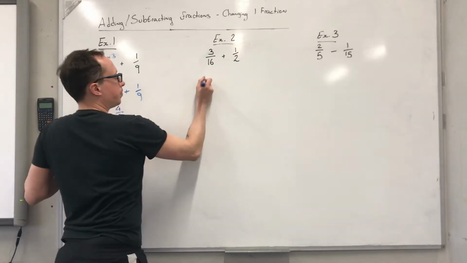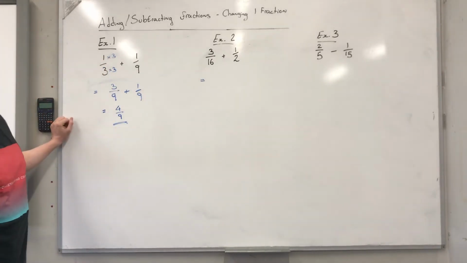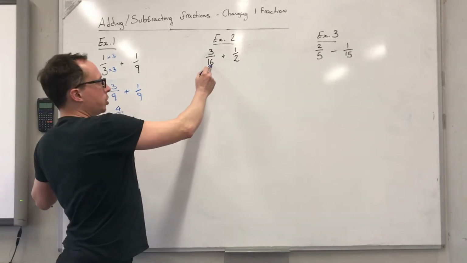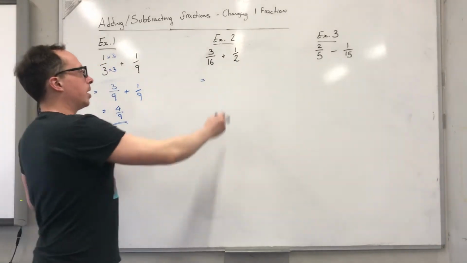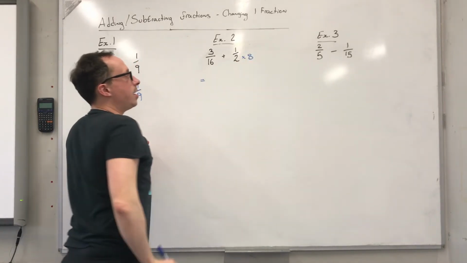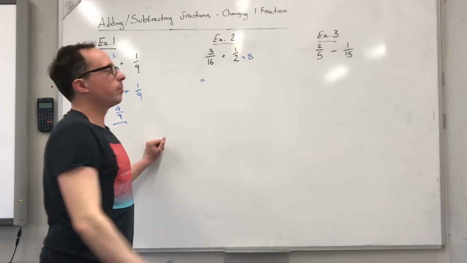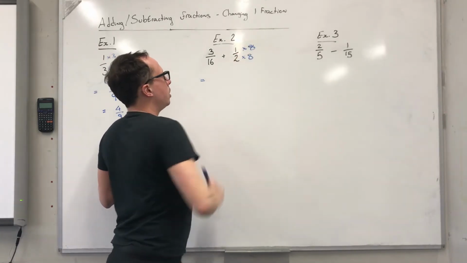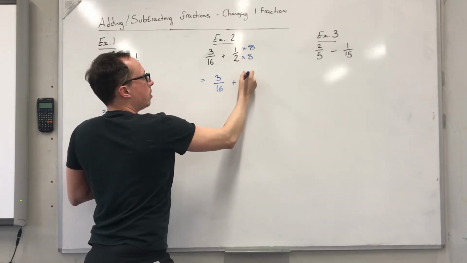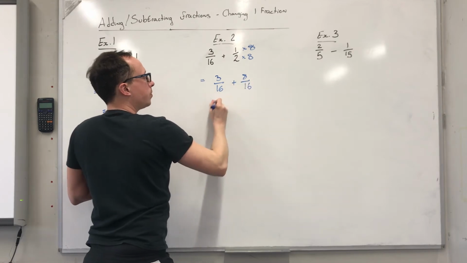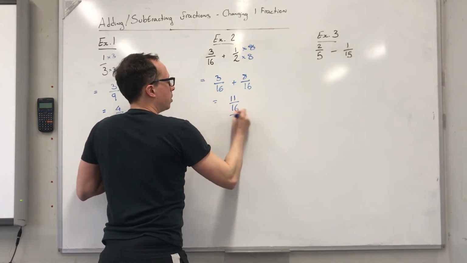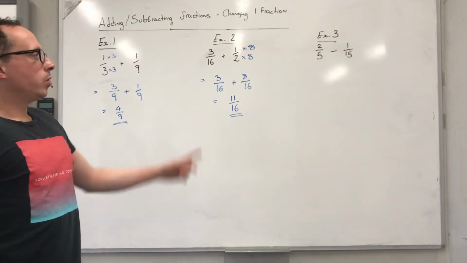So we look at another one. We've got 3/16 plus a half. I need to decide which fraction I'm going to change. So looking here, I can't change 16 into 2 by multiplication, but I can change 2 into 16 really easily by multiplying it by 8. Remember, whatever you do to the denominator, you need to do to the numerator. So we get 3/16. 1 times 8 is 8. 2 times 8 is 16. And 3/16 plus 8/16 is 11/16.